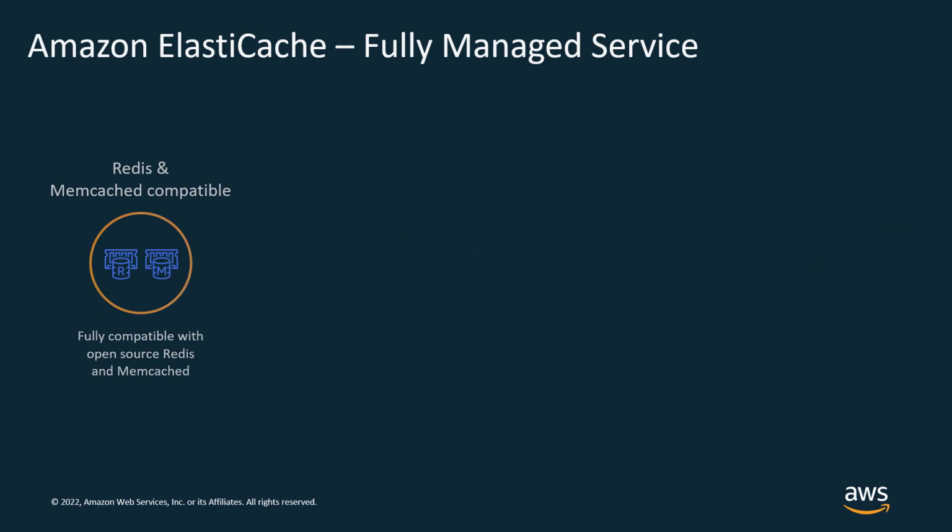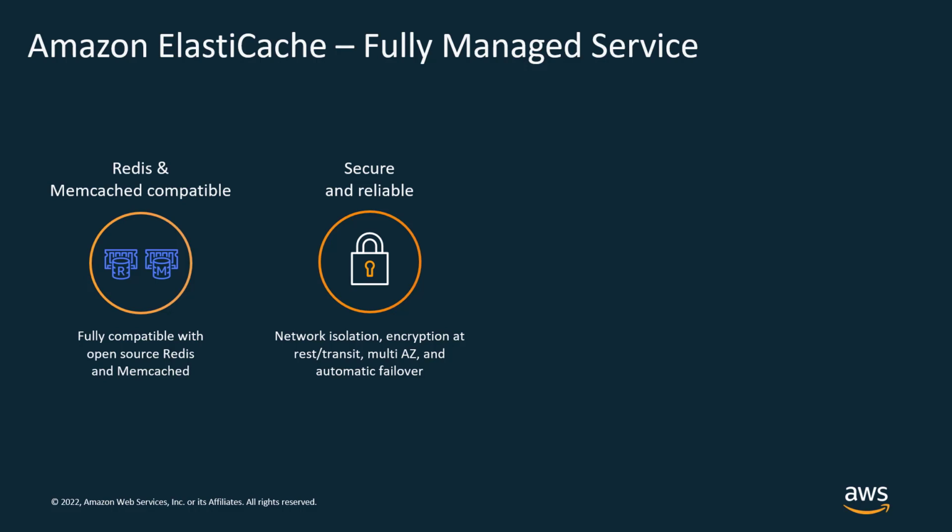Amazon ElastiCache offers two different engines, Redis and Memcached. Redis and Memcached are open source engines. So ElastiCache is fully compatible with open source Redis and Memcached. That means if you're currently using Redis or Memcached in your on-prem system or maybe self-managed systems, then you don't need to change any APIs to move to ElastiCache, because you can use the same APIs to communicate with ElastiCache, and it is secure and reliable.